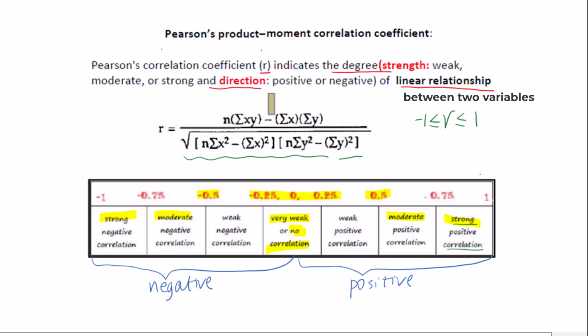Let's draw a conclusion about Pearson's correlation coefficient. It indicates the degree and the direction of a linear relationship between two variables, and it will be affected by outliers a lot. So, in order to get an accurate Pearson's correlation coefficient, you need to figure out the outliers for both variables.